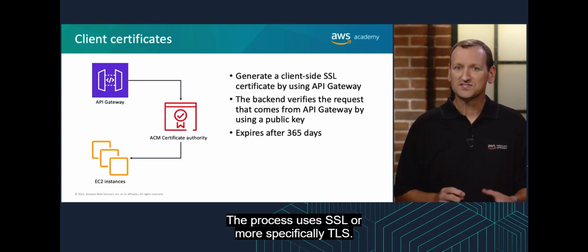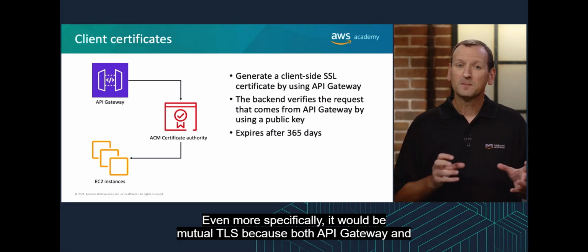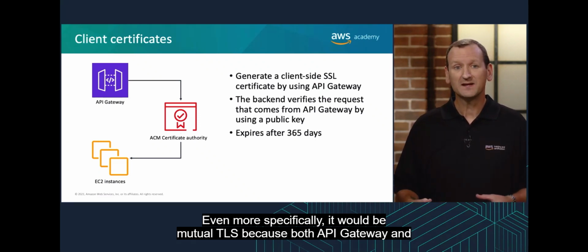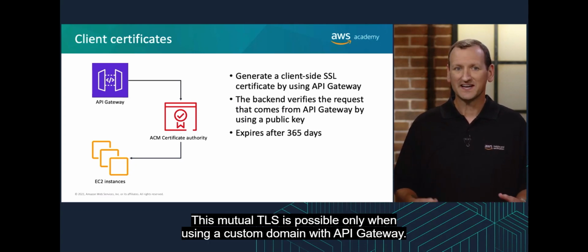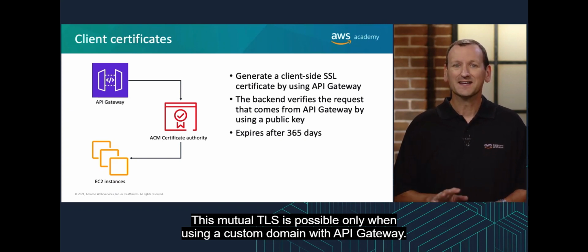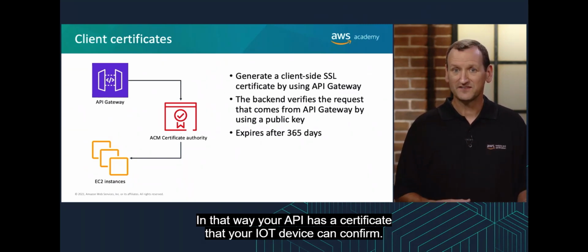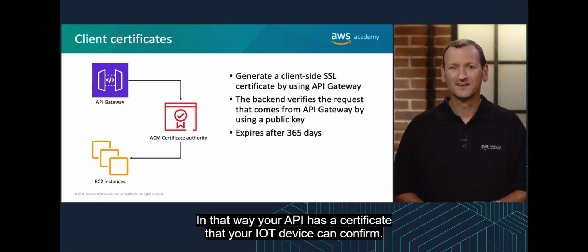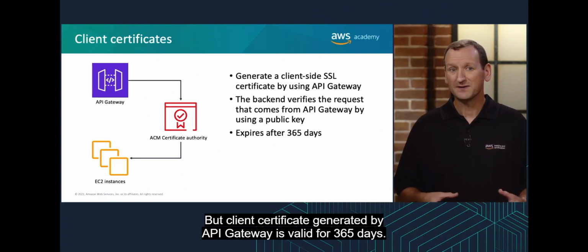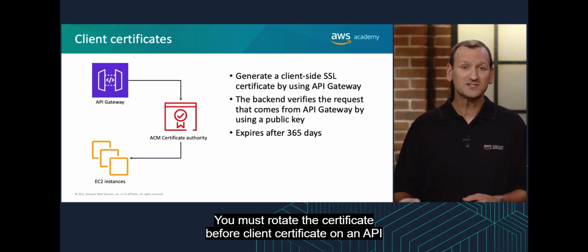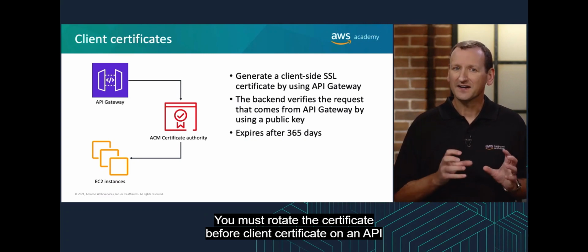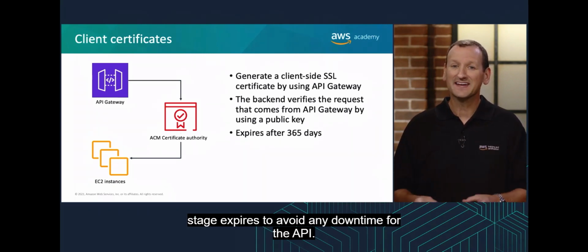The process uses SSL, or more specifically TLS. Even more specifically, it would be mutual TLS because both API Gateway and the IoT device have a certificate. This mutual TLS is possible only when using a custom domain with your API Gateway. In that way, your API has a certificate that your IoT device can confirm. The client certificate generated by API Gateway is valid for 365 days. You must rotate the certificate before a client certificate on an API stage expires to avoid any downtime for the API.